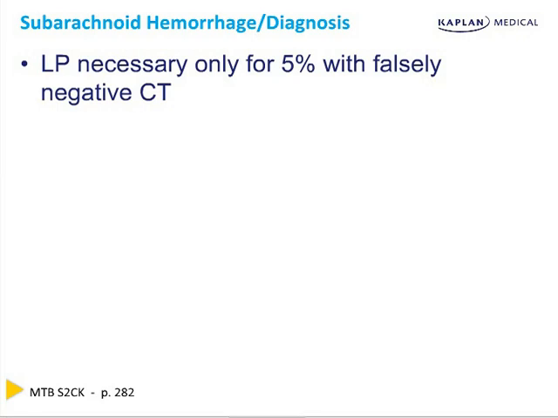A patient comes to the emergency department with fever, headache, stiff neck, and photophobia. It happens very rapidly in onset, and the patient loses consciousness. The head CT shows nothing. What is the next best step in the management of this patient? The answer is lumbar puncture. The lumbar puncture is necessary only for the 5% with a falsely negative CT scan.